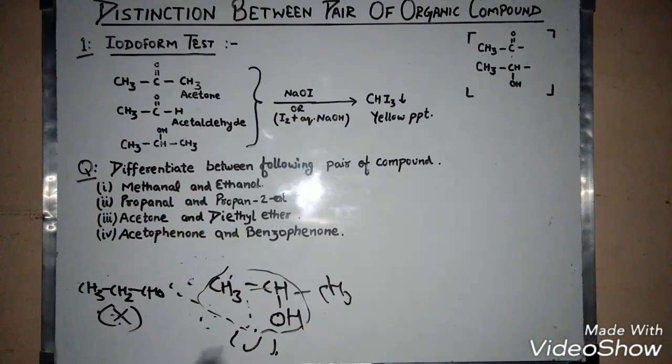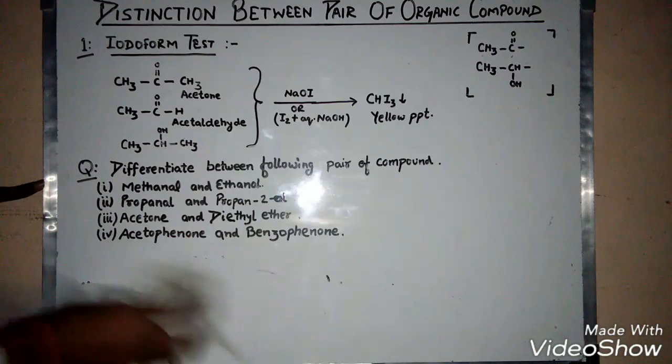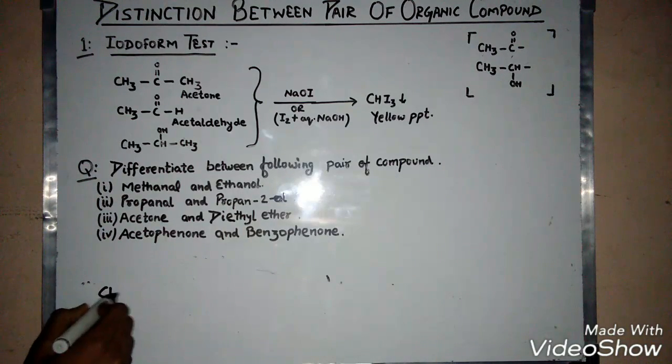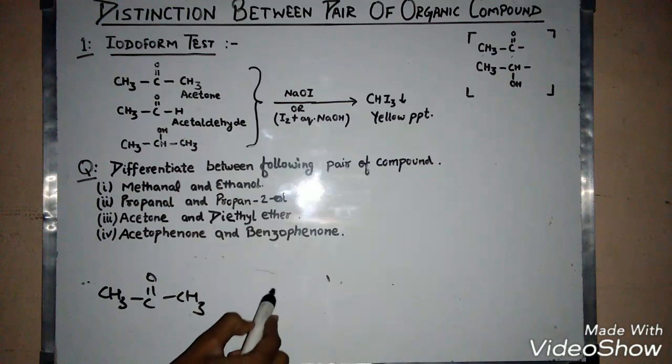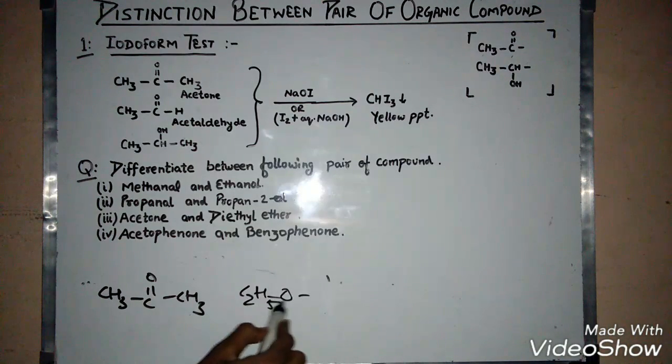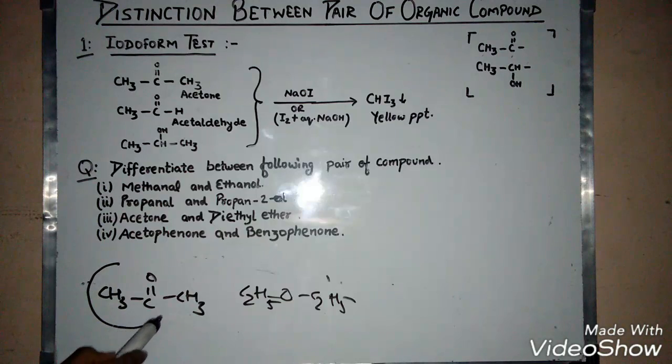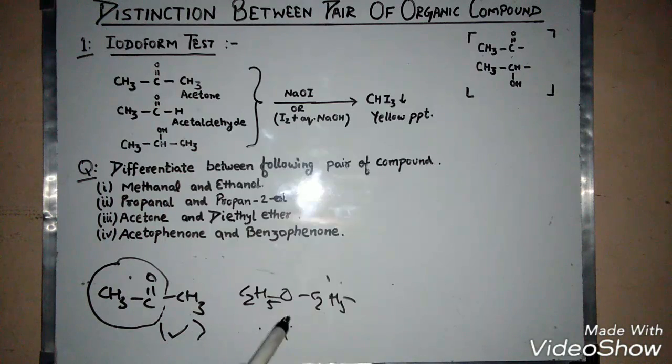Now, see the third question. Acetone is CH3COCH3, and this is diethyl ether, means C2H5OC2H5. So in acetone the methyl ketone group is present, whereas in diethyl ether there is neither CH3CO group nor CH3CHOH group. Therefore, this will give the iodoform test, whereas this compound will not give the iodoform test. Therefore, again this test can be used.